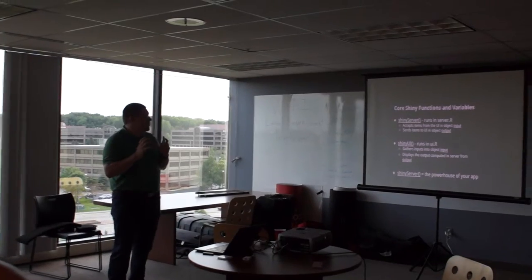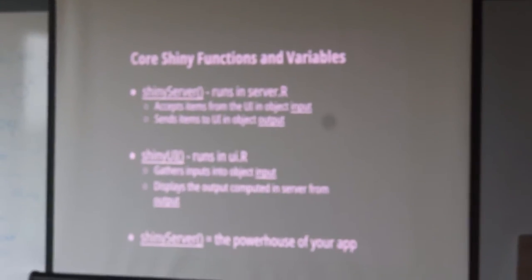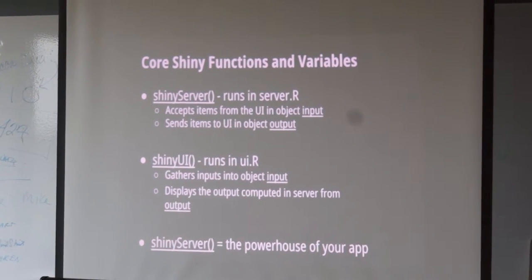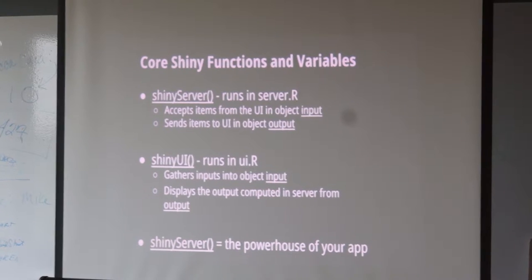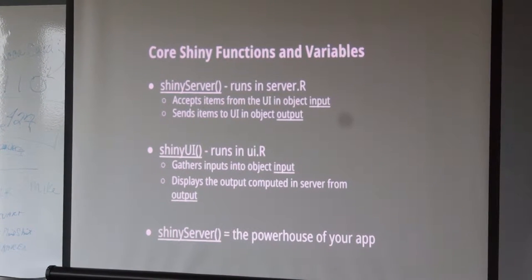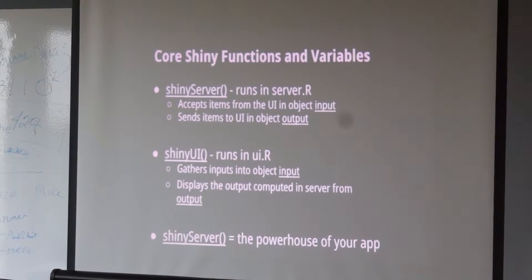So there's core functions I want to talk about. There's two of them because there's two files, UI.R and server.R. Shiny server, I mentioned the server is very important, the powerhouse of your app. Shiny server accepts inputs, produces new outputs. There are two objects that are reserved in Shiny. They're literally called input and output.